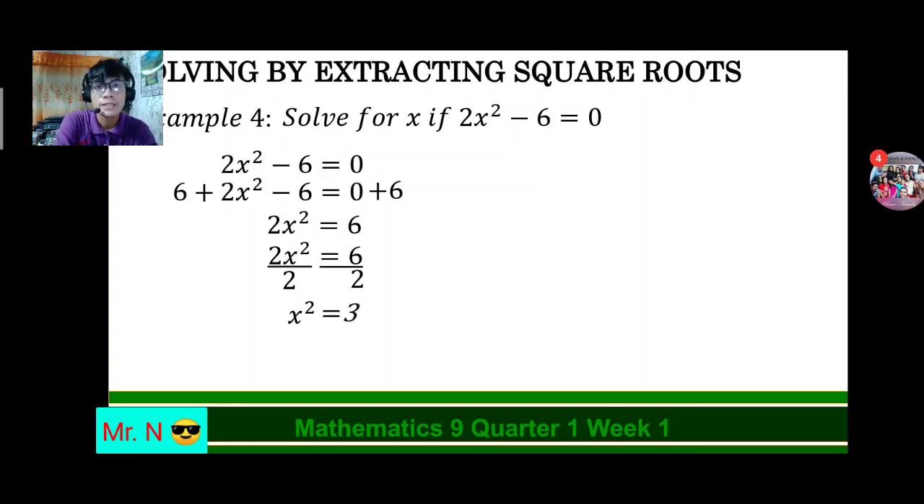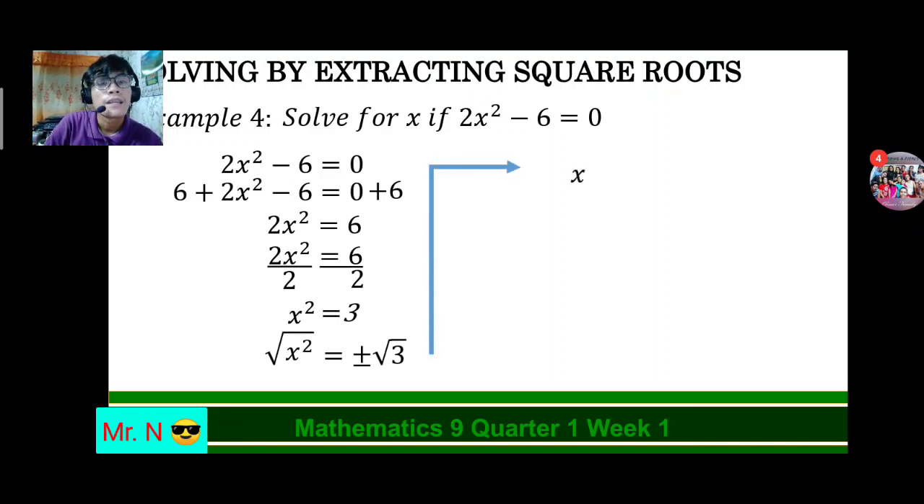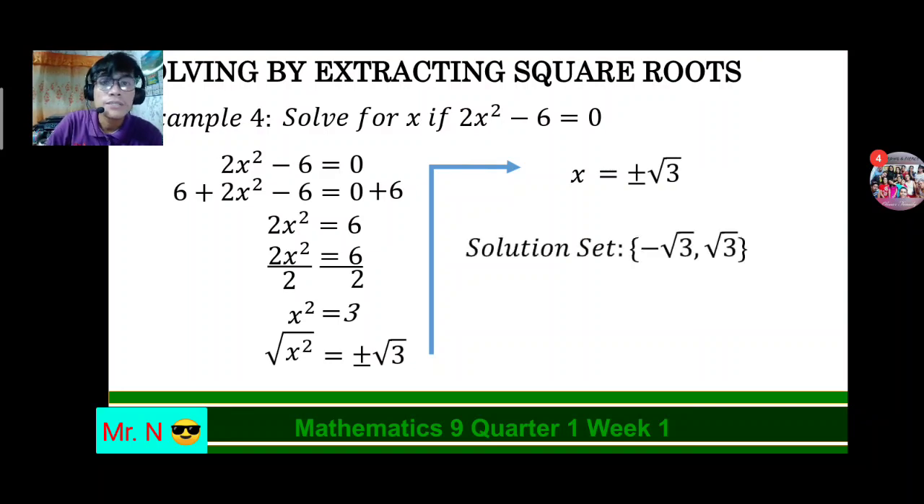So, now we already have the form of x squared is equals to k, such that k is equals to 3. We can use now the square root property by square rooting both sides of the equation, tama ba? Both sides of the equation, square root x squared and square root of 3. Now let's simplify. What is the square root of x squared? X. And since 3 is not a perfect square, dyan lang siya sa loob. So positive or negative square root of 3. So that's the solution set. We have negative square root of 3 and square root of 3.